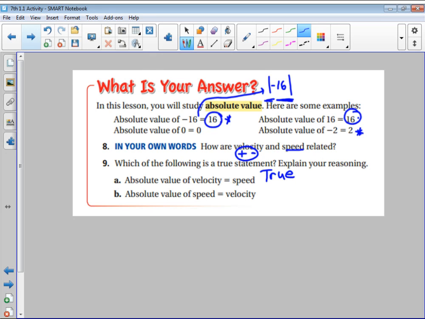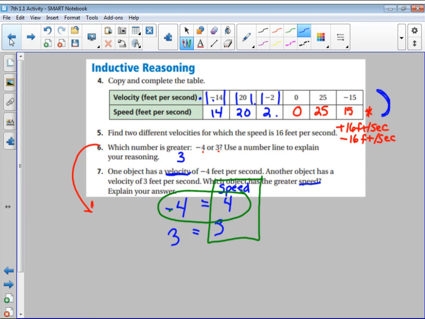The absolute value of speed is equal to velocity. So that's kind of doing the opposite. So I'm going to jump back again and use my last 3 there. So the absolute value of speed gives me the velocity. Okay, well, the absolute value of 0 would be 0. So in that case, yes, it worked here. But for us to say, yes, that's true, it has to work in every situation. The absolute value of 25 is 25.